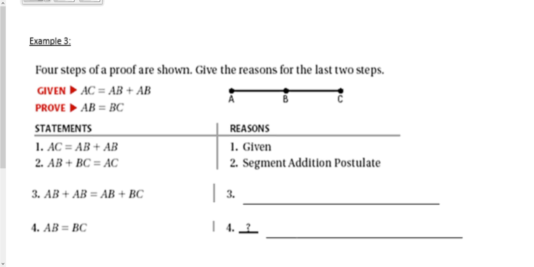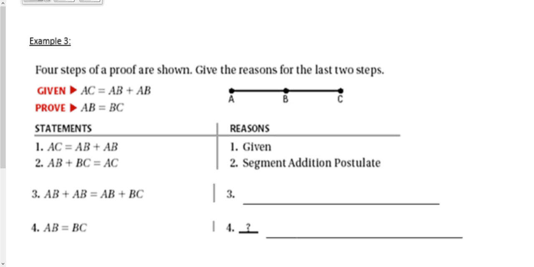Example number 3, 4 steps of a proof are shown. We need to give the reasons for the last 2 steps. So we even have 2 of the steps shown, or 2 of the reasons shown for us. So our given statement is AC equals AB plus AB. AC equals AB plus AB. That's just what's given.